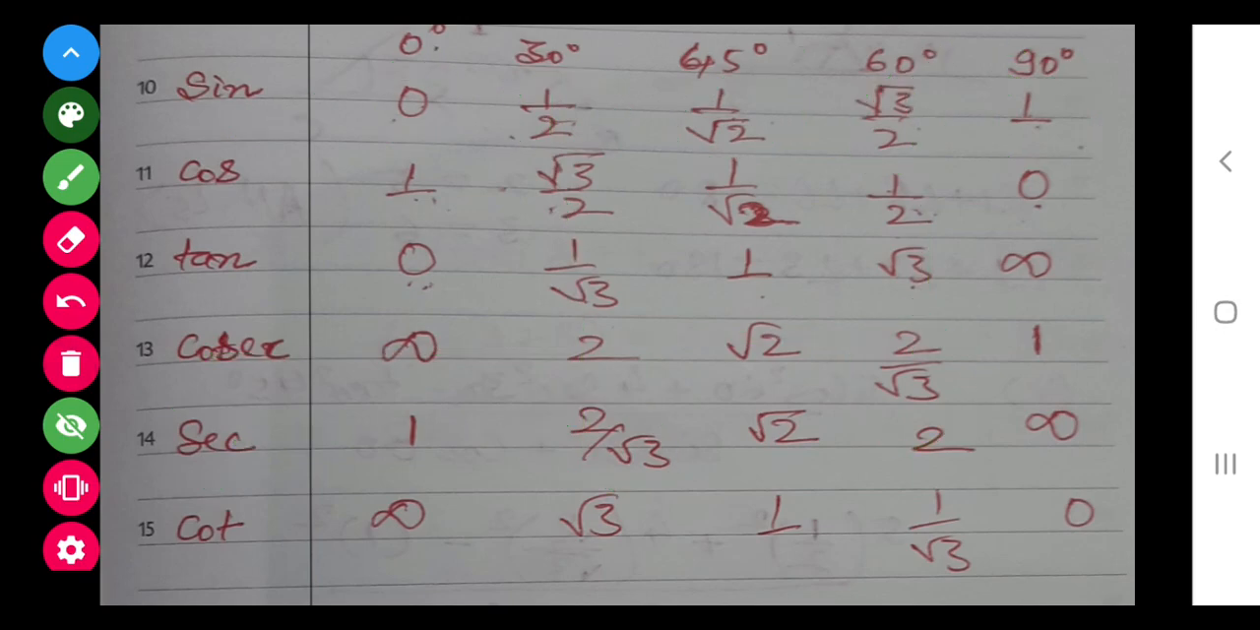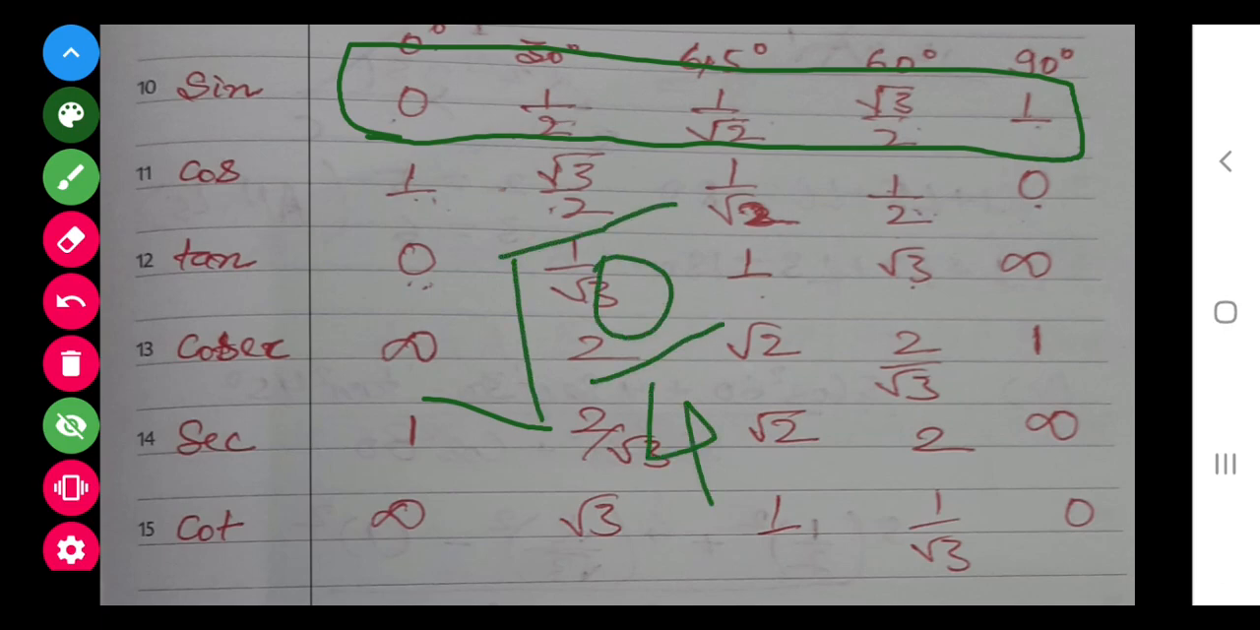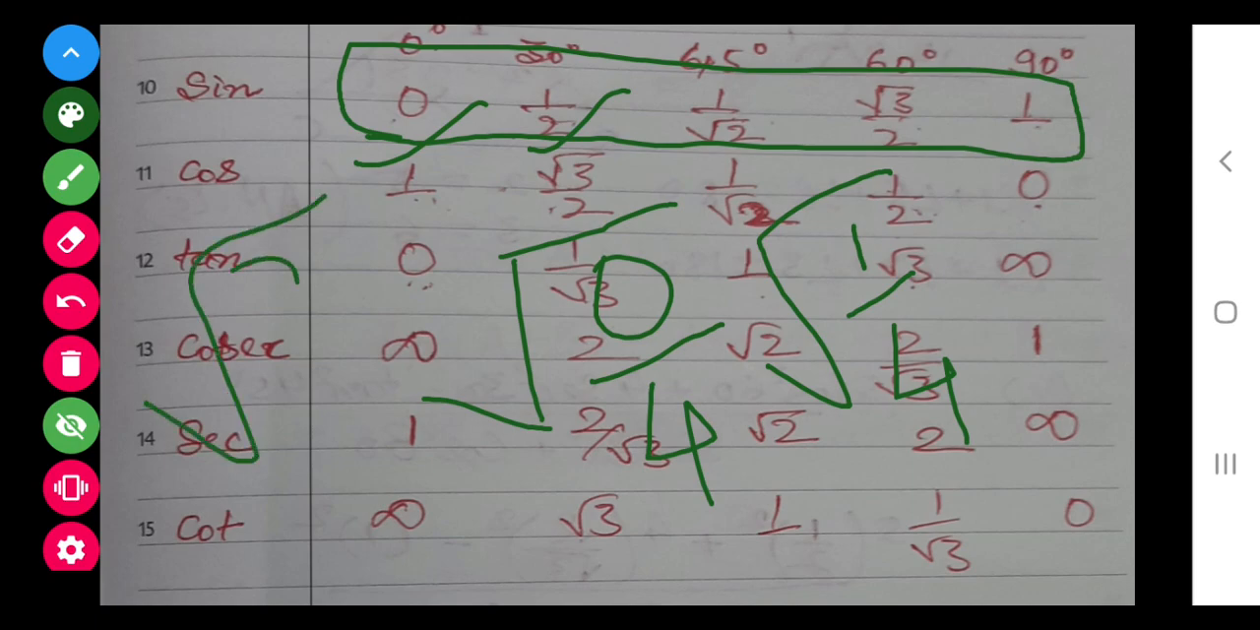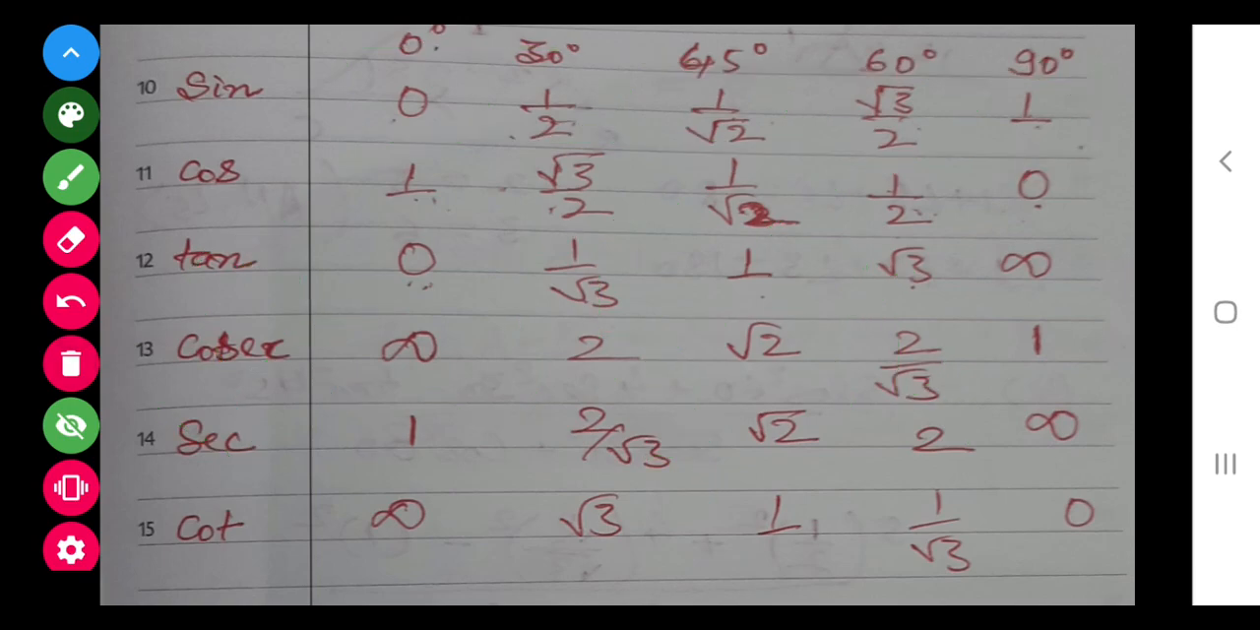So class, now how to create this table? First of all, this line I suggest to remember. There is a method also to get this value. That method is root of 0 upon 4. You will get this. Root of 1 upon 4, you will get this after solving. Root of 2 upon 4. Root of 3 upon 4. Root of 4 upon 4. So this is one thing.